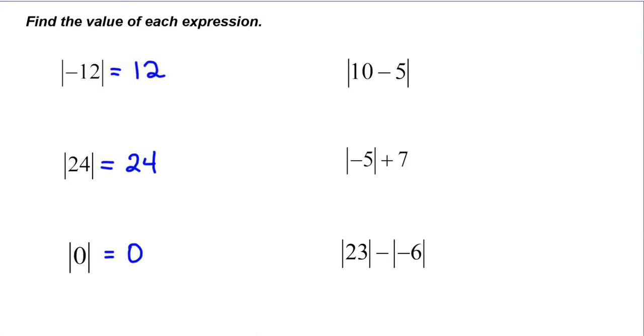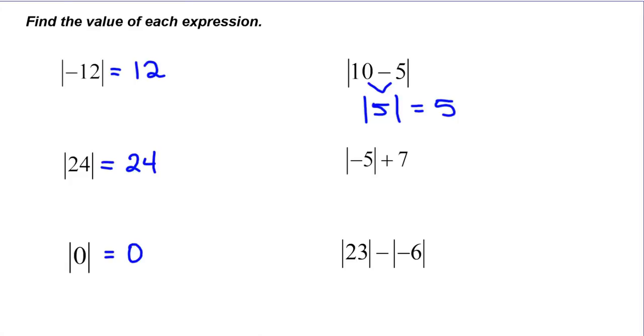Now the next column, they get a little bit more complex. So here we have a subtraction problem inside the absolute value bars. So how do we do this? Well, we treat it kind of like parentheses. So we have to do what's inside the absolute value bars first. And 10 minus 5 is 5. And we still have those absolute value bars around that. So the absolute value of 5 is 5.